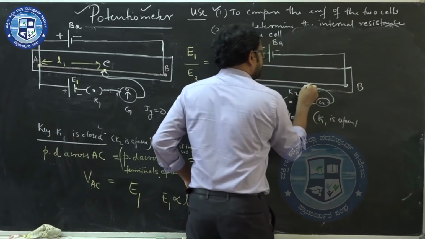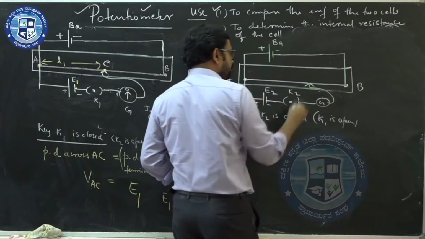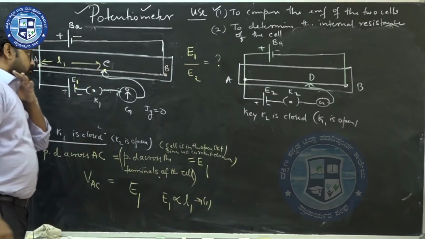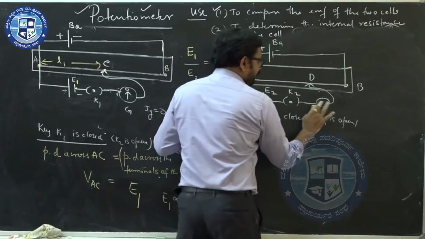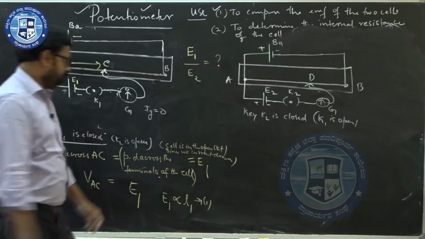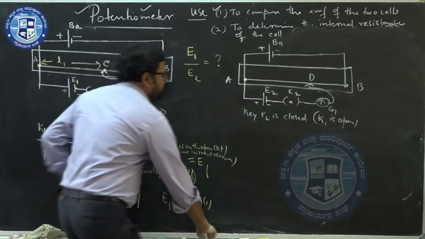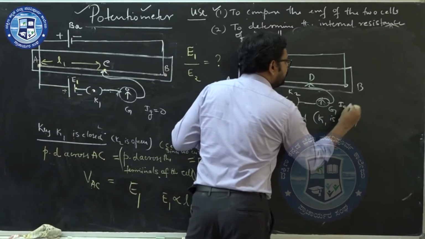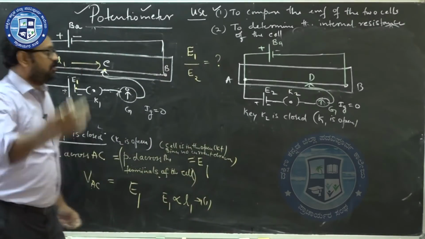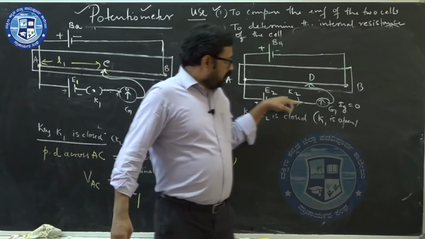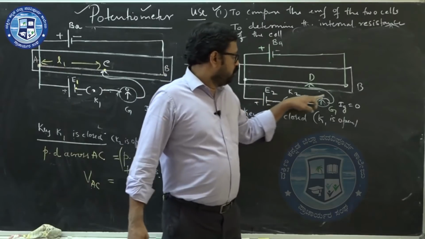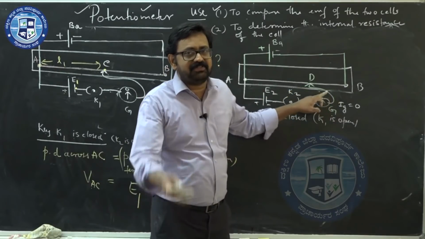Let us say at one particular position, somewhere here at D, the deflection read by the galvanometer was 0. Deflection read by the galvanometer is 0 means, don't you think that the current flowing through the galvanometer is 0? Fine. Now think. Current through the galvanometer is 0. What is the current in this part? 0 only, no? Because it is the same branch.